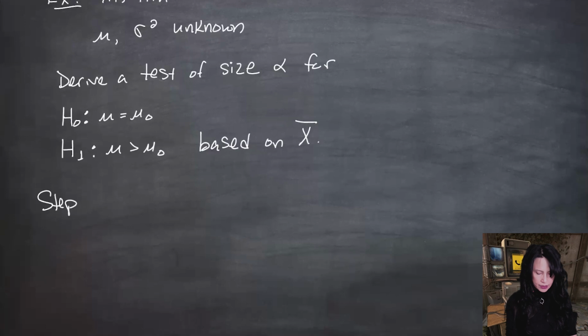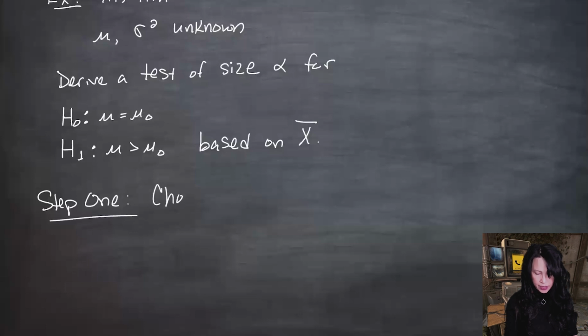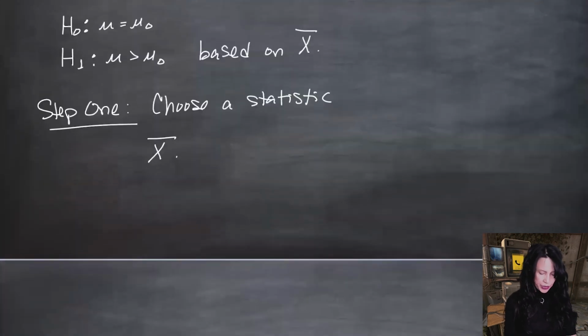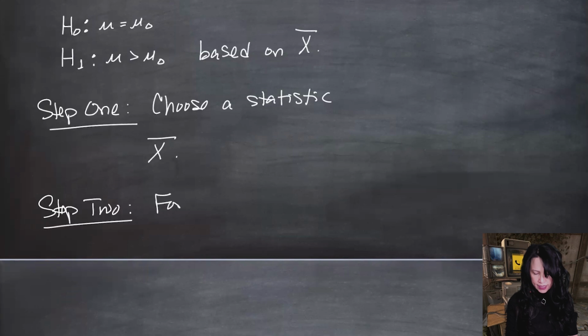Step one is to choose a statistic. Write this up here. And we're done with that because it's been given for us. So we're using x bar. Step two is to write down the form of the test.